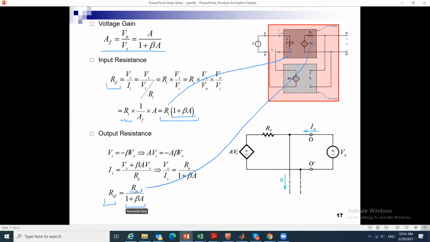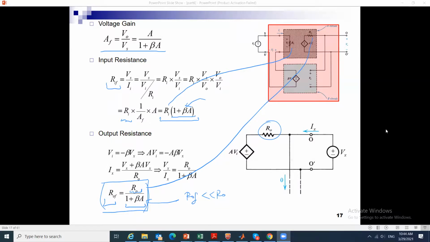Something that will be common to all the amplifiers: anytime you see a series relation, you multiply by 1 plus A beta. Anytime you see a shunt relation, you divide by 1 plus A beta. And this is good for us in a voltage amplifier since the ROF is smaller than Ro. This means now most of the gain will go to the load. Because we want the Ro or the ROF to be small. Anybody has any questions?